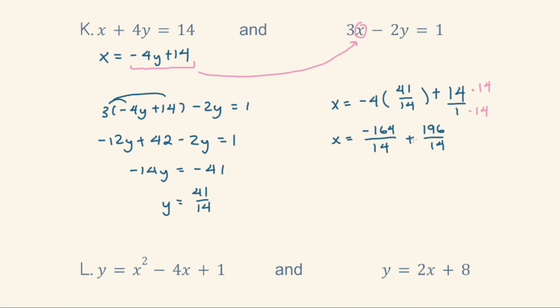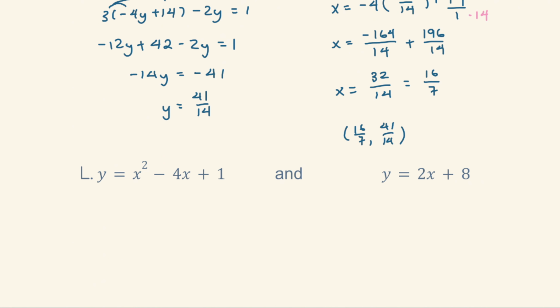And so now, since this is on a common denominator here, we can just subtract the top. You're going to get minus, well, not minus, positive 32 over 14. And this reduces to 16 over 7. Okay, so your final answer then is 16 over 7 and 41 over 14.